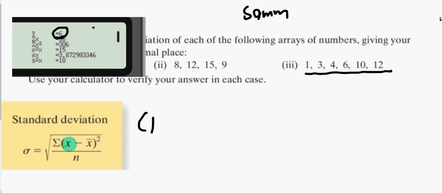And what do you do with the number 1? You take away the mean. So it's going to be 1 minus 6 squared. Okay? The next one's going to be 3 minus 6 squared. What does that epsilon symbol mean? That's why we're adding them all together. It's your number, take away the mean, square it, add them all together. Okay?